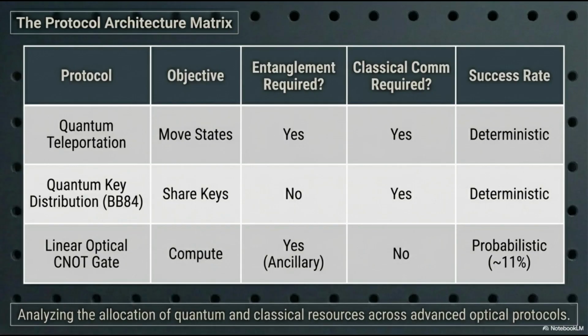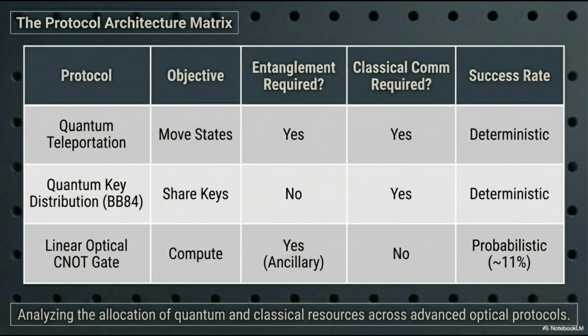Quantum key distribution, using BB84, has the objective of sharing a secret cryptographic key between 2 parties. It does not require entanglement, but it does require a classical channel for basis reconciliation and error estimation. And it is deterministic in the sense that a usable secret key is always established after the sifting and privacy amplification procedures. The linear optical C0 gate has the objective of performing quantum computation.